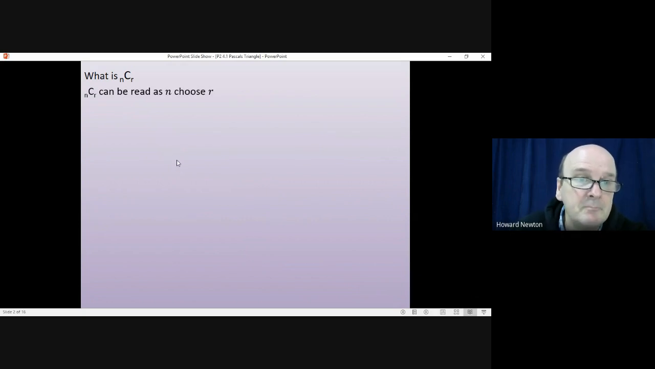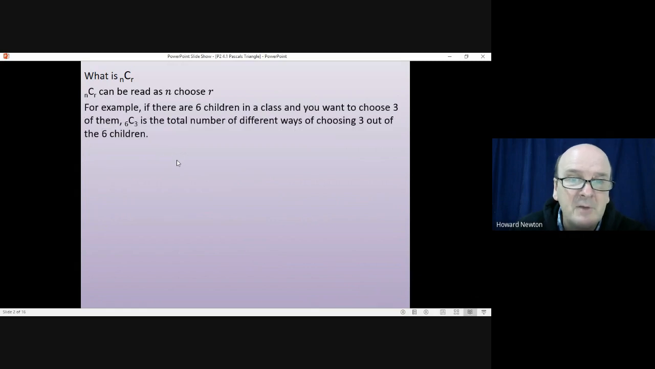What does that mean? Well, for example, if you had 6 children in a class and you wanted to choose 3 out of those 6 children, then 6C3, or 6 choose 3, gives the total number of different ways of choosing 3 out of the 6 children. How do you calculate it?